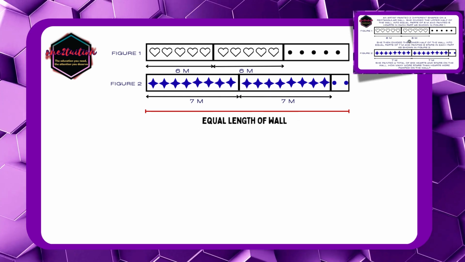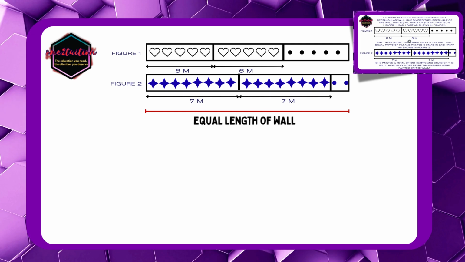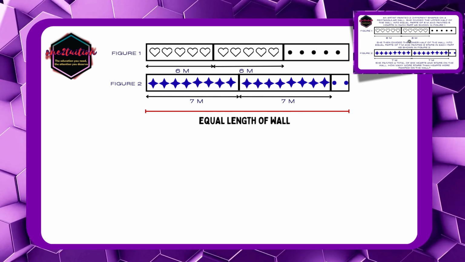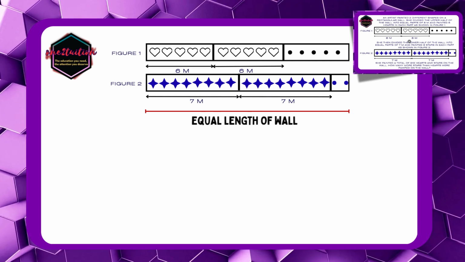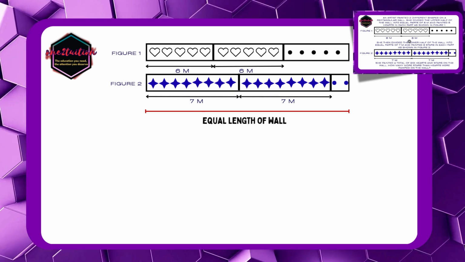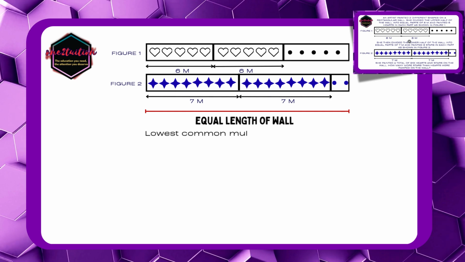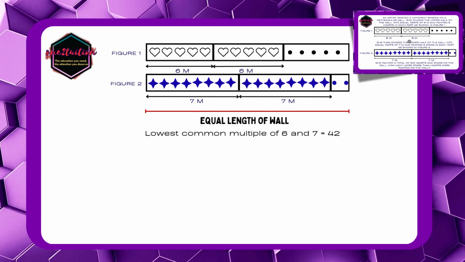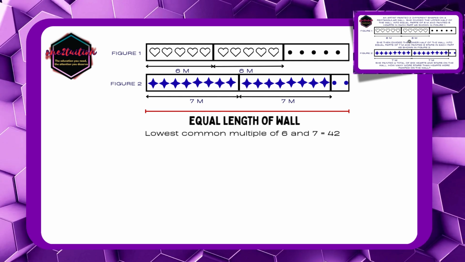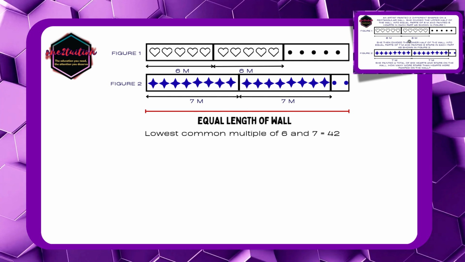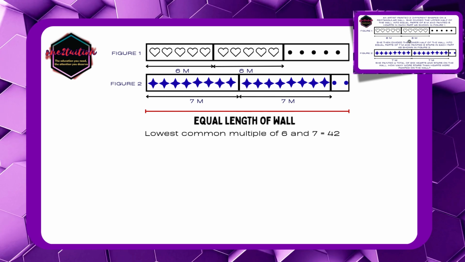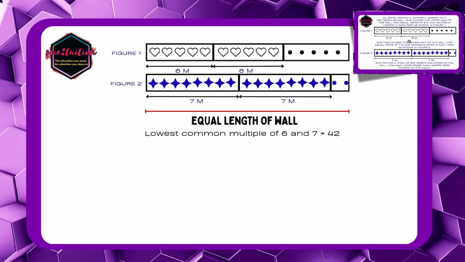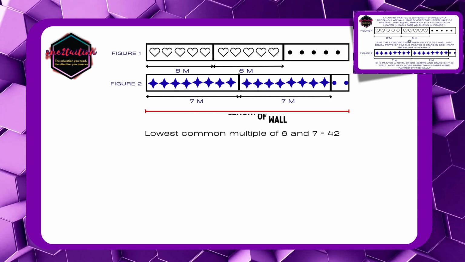The upper half of the wall is divided into parts of 6 meters, and the lower half is divided into parts of 7 meters. Since the total length of both halves is the same, we need to find a length that is a common multiple of both 6 meters and 7 meters. The lowest common multiple, or LCM, is the most efficient. This means that for every 42 meters of the wall's length, a predictable number of hearts and stars are painted. This 42-meter section is our group for calculation.